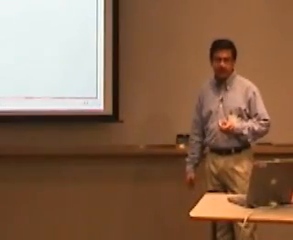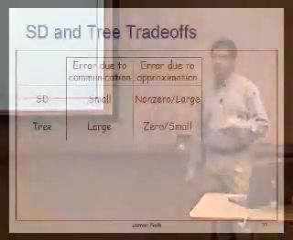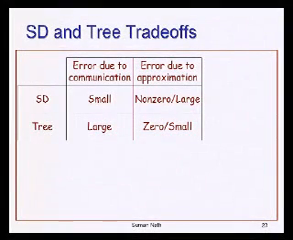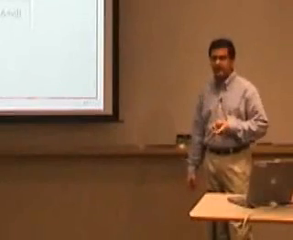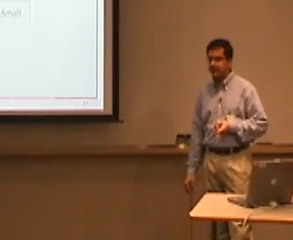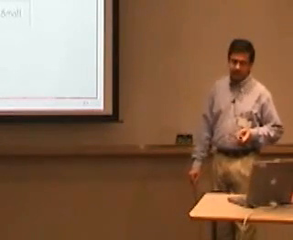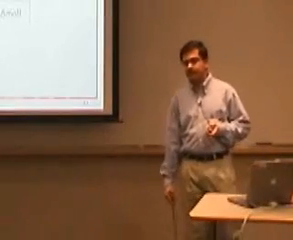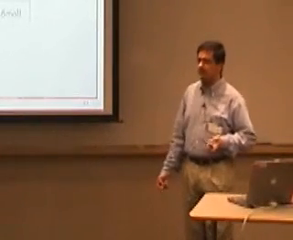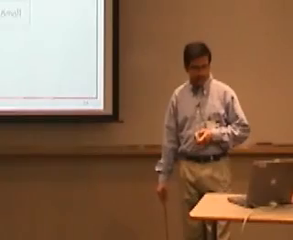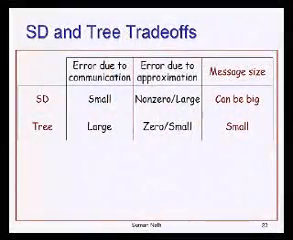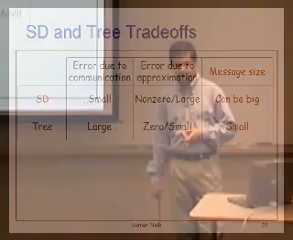The second optimization comes from the trade-off between synopsis diffusion and trees. For synopsis diffusion, the communication error is very small because you are using multipath routing. But the approximation error is high because most of the algorithms are approximate anyway. When the loss rate is very small, for example, if you deploy the sensors in some controlled environment, you probably would like to use tree instead of synopsis diffusion.